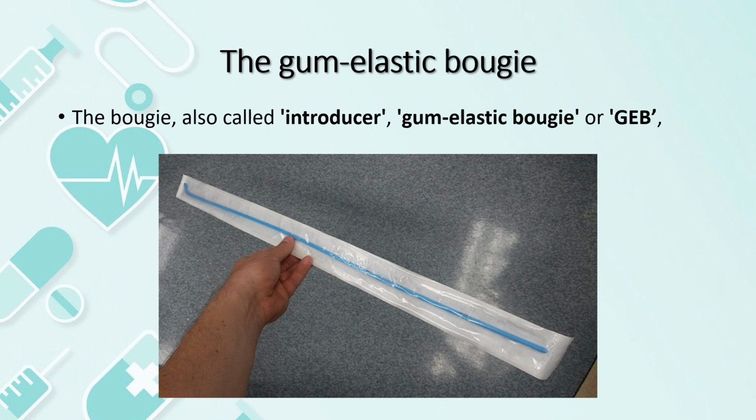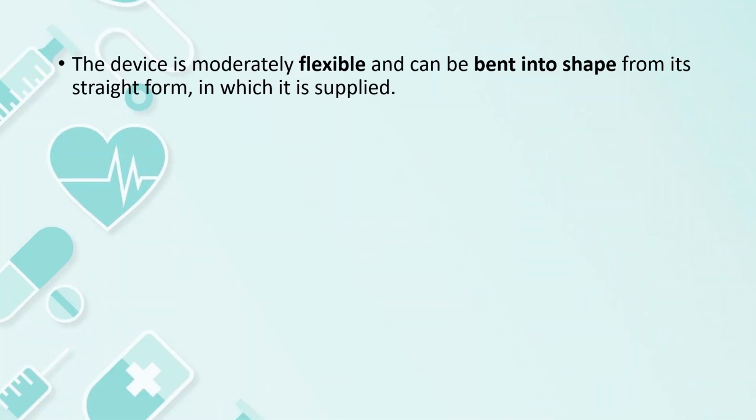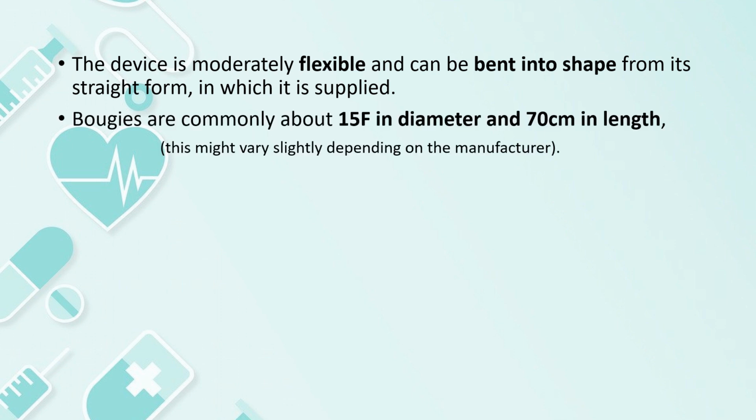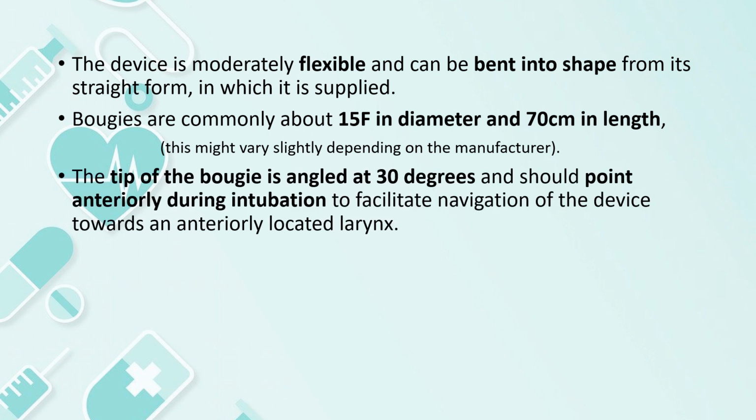The gum elastic bougie, also called the introducer, or the EBG for short. This device is moderately flexible and can be bent into shape from its straight form, which is how it is supplied. The bougie is commonly about 15 French in diameter and 70 centimeters in length.